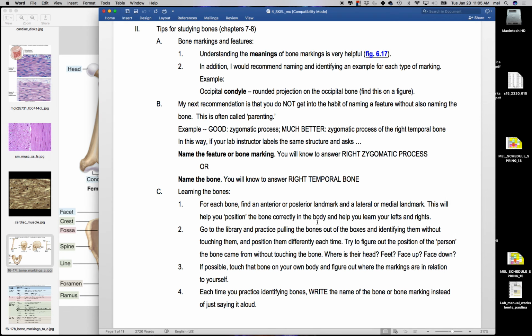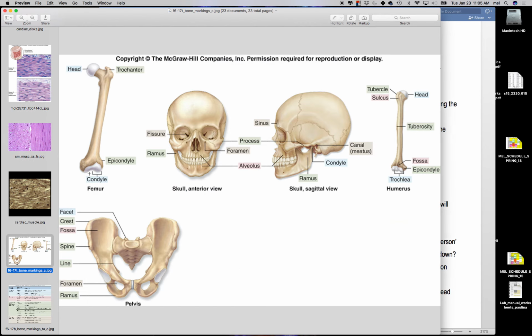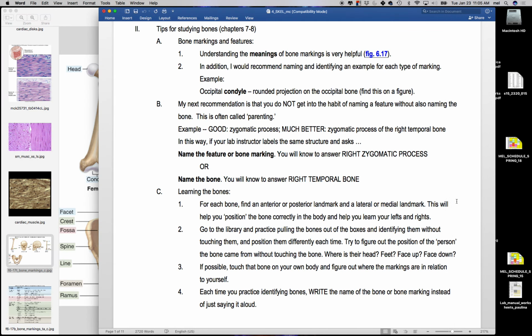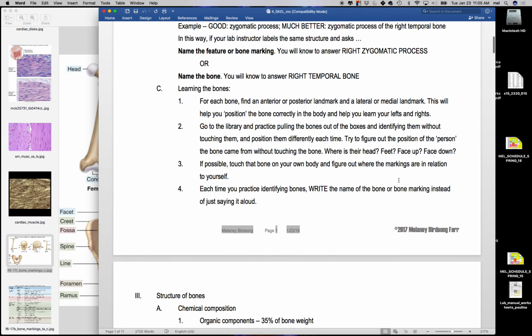So they call that parenting. Good would be if we labeled this the zygomatic process. Better would be zygomatic process of the right temporal bone, or this one's left temporal bone on that picture. So then there's no way your lab instructor could trick you because you'd know which pieces belong to which bones. Okay, when you can tell left or right, which of course your skeleton has a lot of paired bones, not all of them, but a lot of them, you're responsible for left and right.